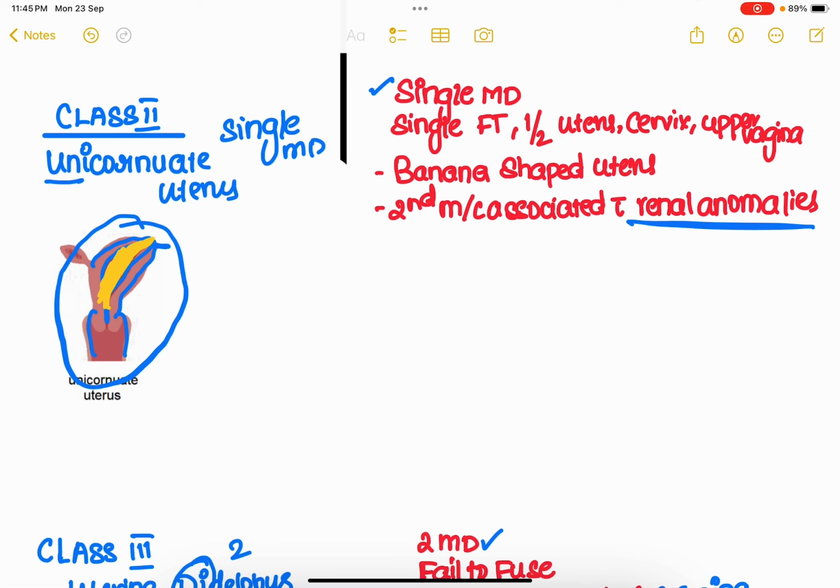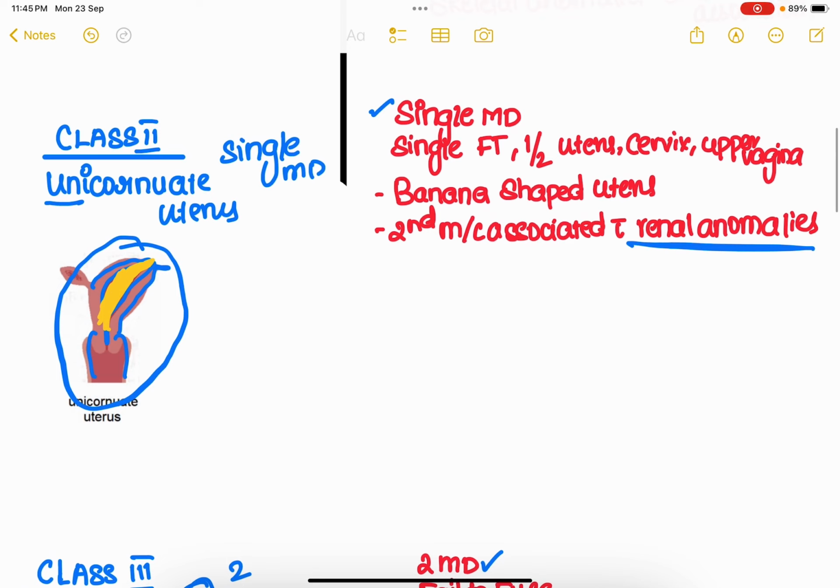Class 2 is all about unicornuate uterus. The uni of unicornuate uterus stands for single. So here the problem is that only a single Mullerian duct is present. As we all know, one Mullerian duct will give rise to one side fallopian tube, half of the uterus of that side, half of the cervix of that side, and half of the upper part of the vagina of that side. Since only one side of the female internal genital organ is present, it is going to look like a banana. Because of that reason, it is called a banana-shaped uterus. And this unicornuate uterus is the second most common Mullerian malformation to be associated with renal anomalies.